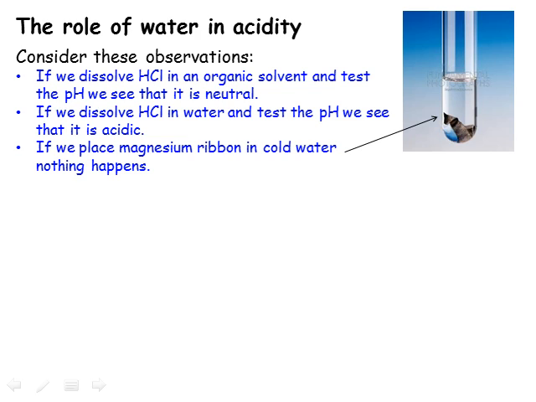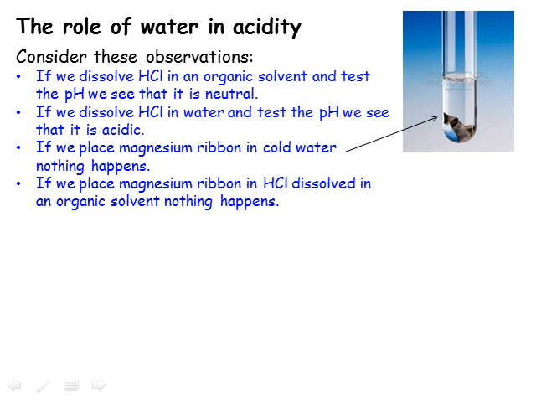as magnesium. First, we need to do a control experiment and show that magnesium does not react with water on an observable timescale. Then we need to put magnesium into our solution of hydrogen chloride in the organic solvent. We will see no reaction because even though hydrogen chloride is present, it can't act as an acid because it can't split up to produce H+ ions.